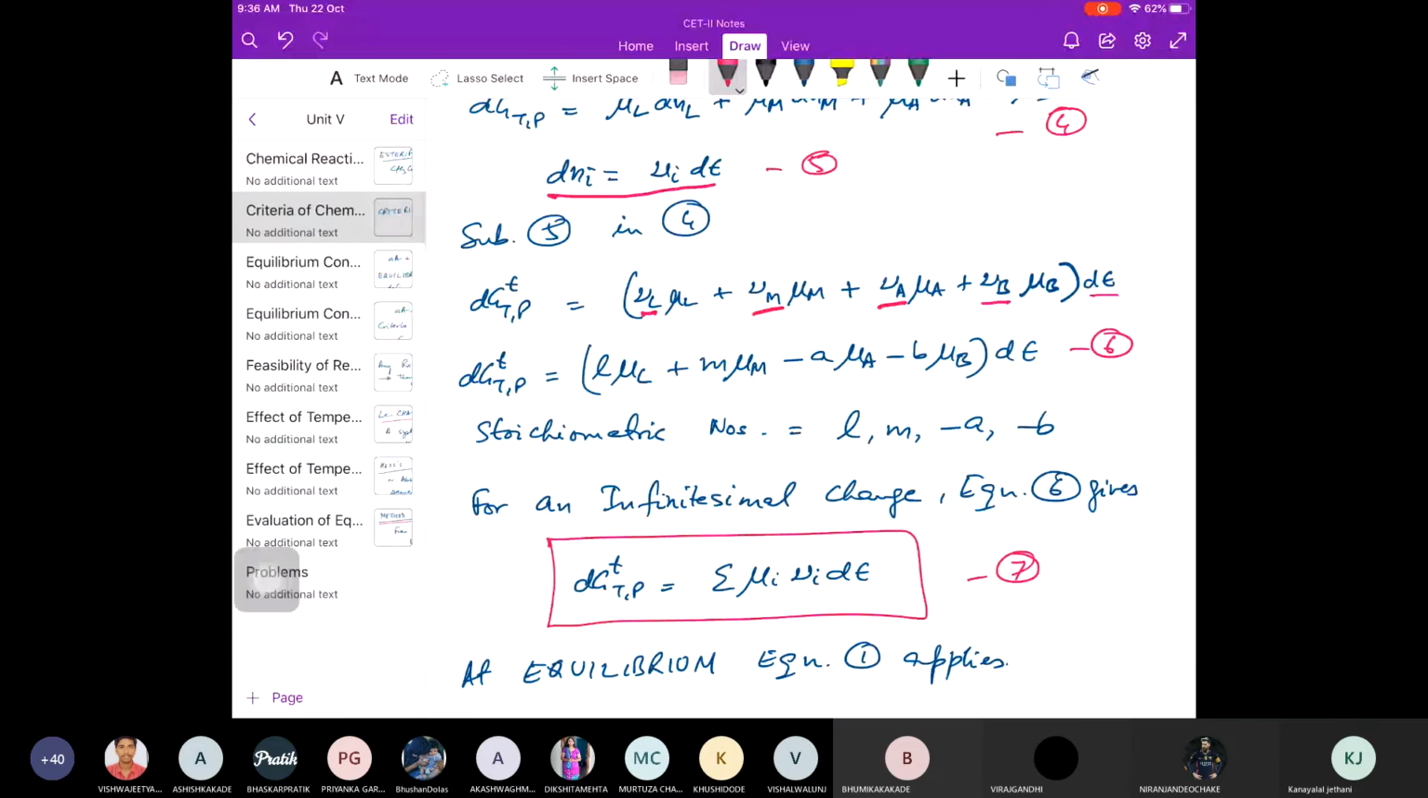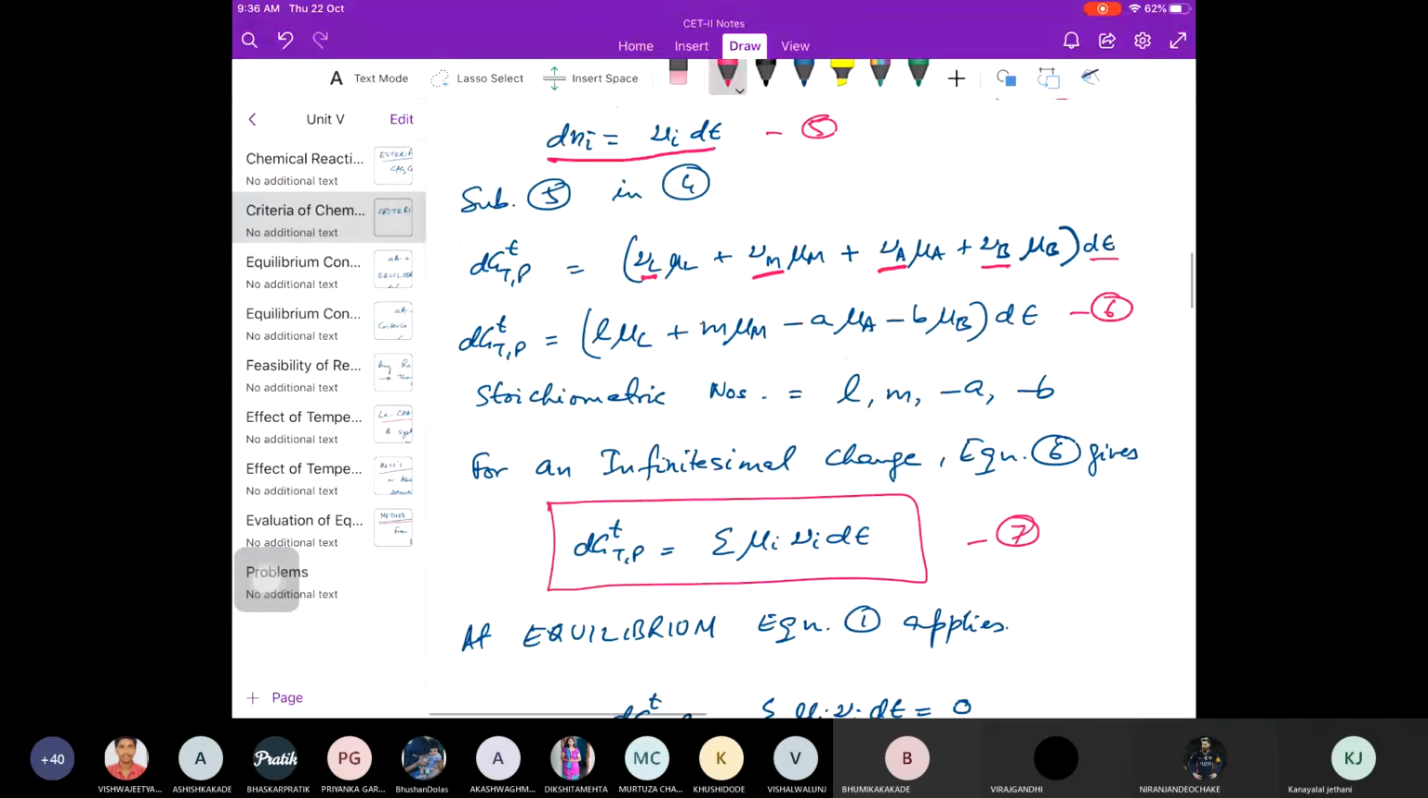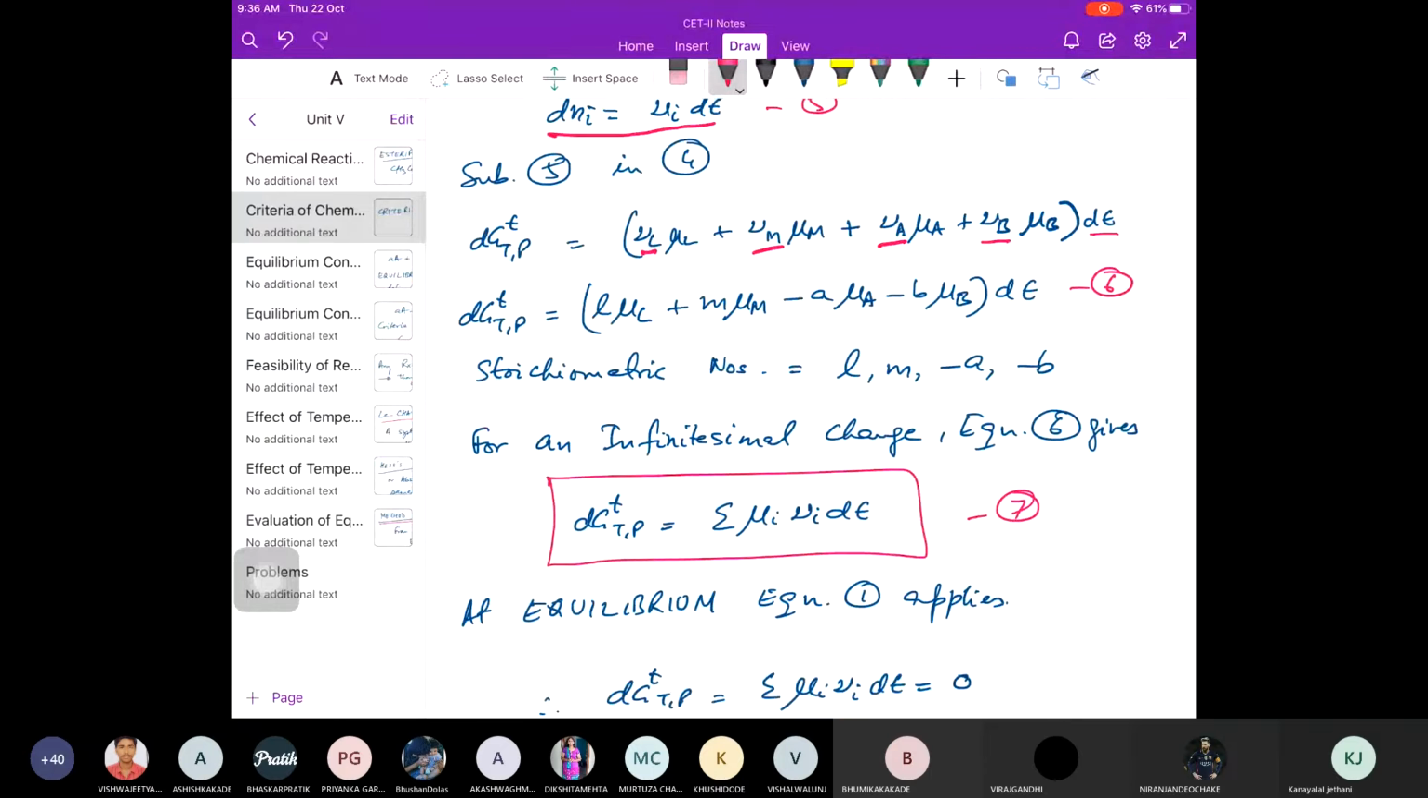So what we get is equation 6, right? When you substitute the stoichiometric numbers L, M, and minus A and minus B, and for infinitesimal change, equation 6 gives dG is equal to the summation of mu I into nu I. This is nu I. This is mu I into d epsilon.